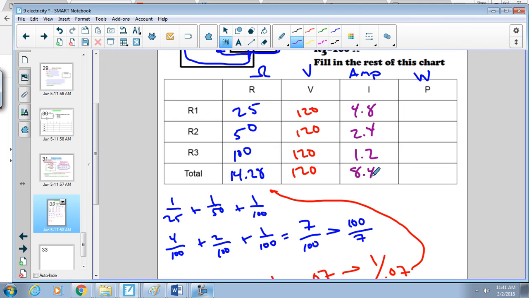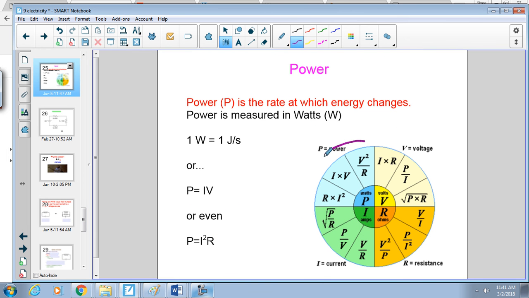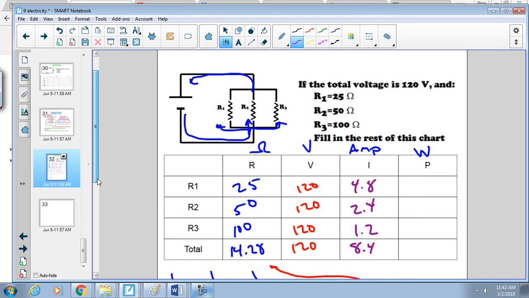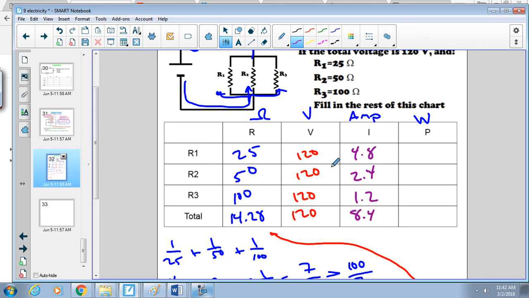And then add all those together to get 8.4. When it comes to finding power, again, you can use any one of these. This one is probably going to be the easiest, current times voltage, since we have all the currents now. So 4.8 times 120 is 576, 2.4 times 120 is 288, 144, and then the total of 1008.